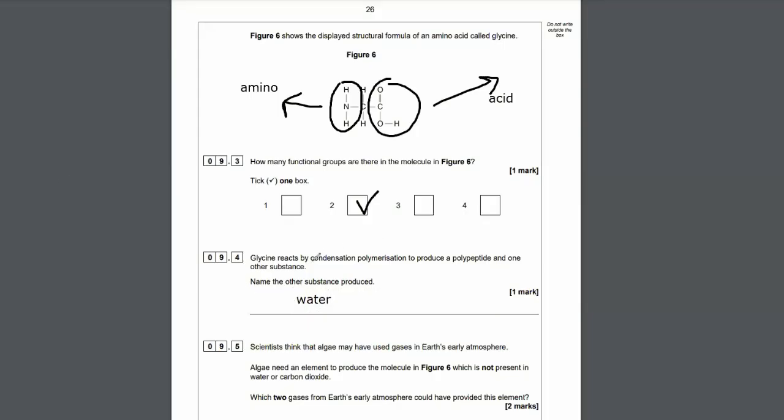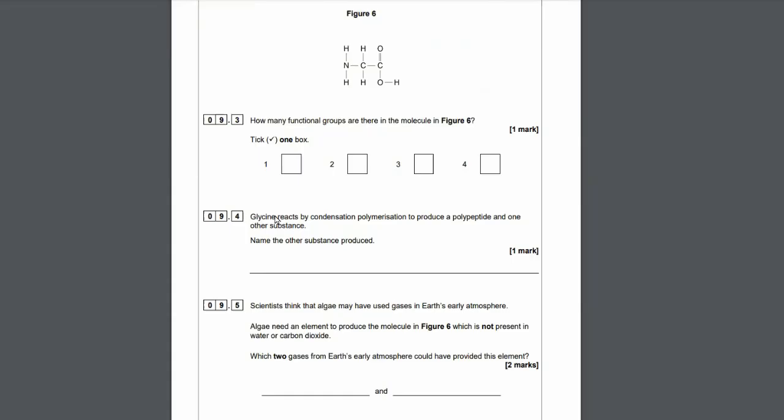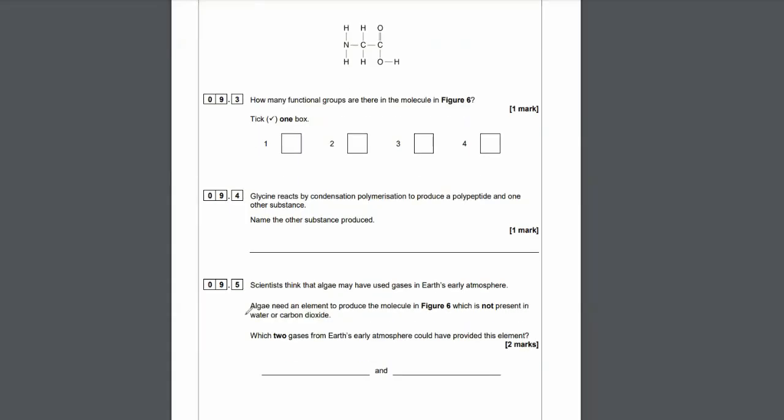9.5. Scientists think that algae may have used gases in the Earth's atmosphere. Algae need an element to produce the molecule in figure 6, which is not present in water or carbon dioxide. Which 2 gases from the Earth's atmosphere could give this element? Right, well, the element is nitrogen. And what 2 gases were in the atmosphere that could provide nitrogen? Well, you've got N2, which is just nitrogen gas, and we've got NH3, which is known as ammonia. They both came out of volcanoes in the Earth's early atmosphere.